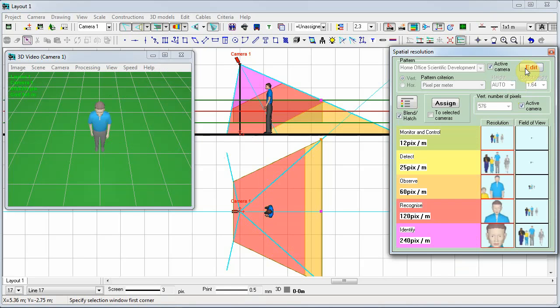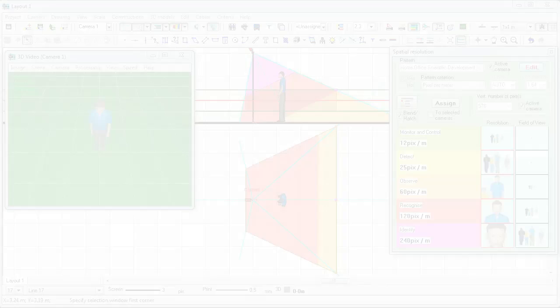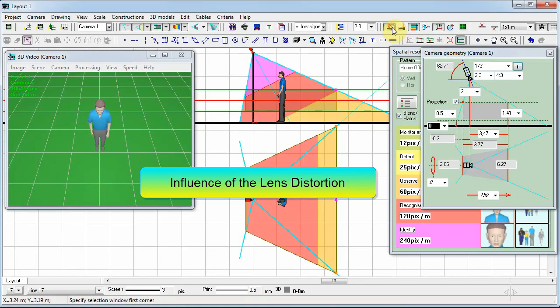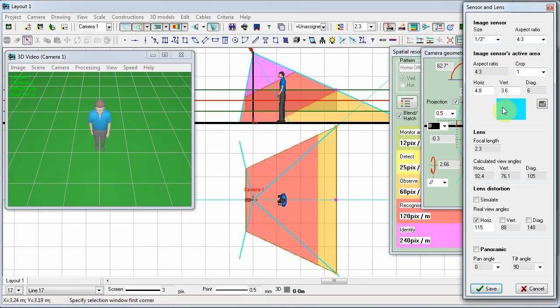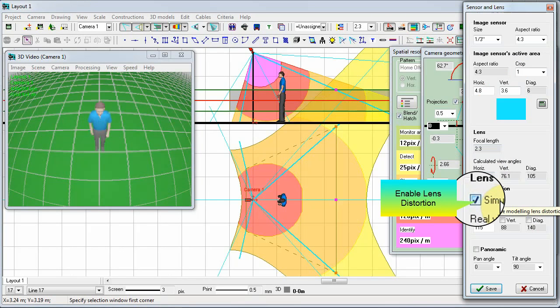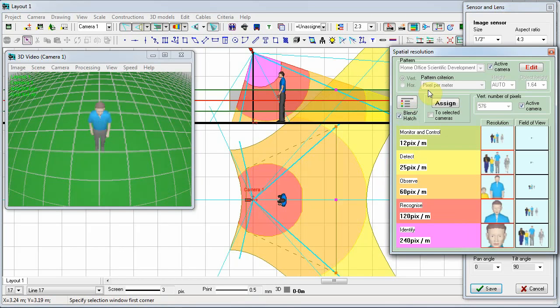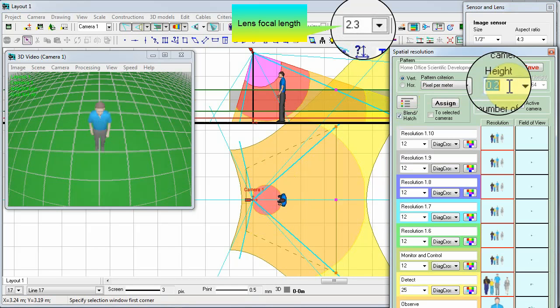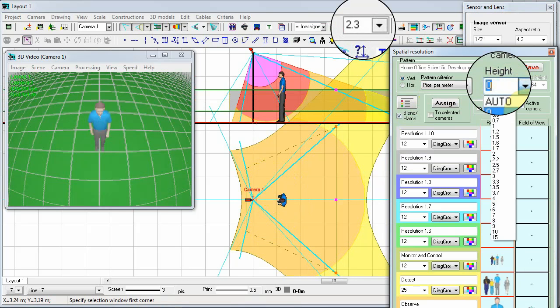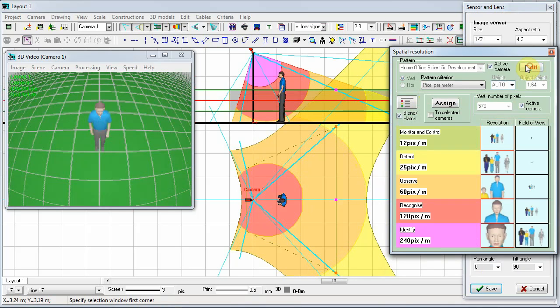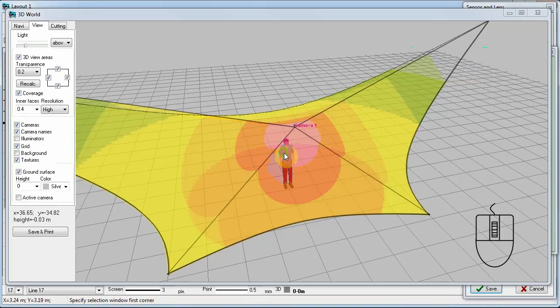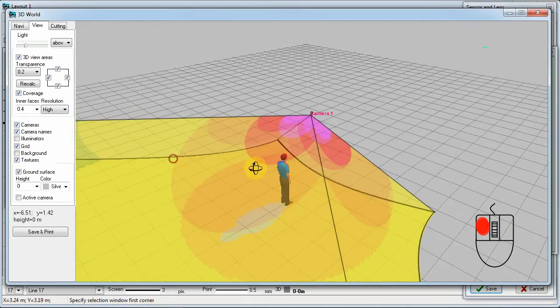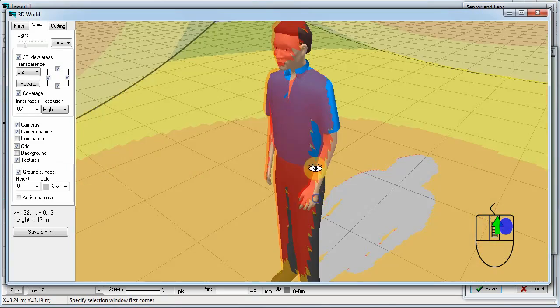The dependence on the height is more pronounced when the camera is highly tilted. The distribution of the spatial resolution of real cameras can have a more complex form because of the influence of lens distortion. The distortion is more pronounced with wide-angle lenses. Under the effect of barrel distortion, the spatial resolution decreases from the center to the edges of the field of view. For complete visualization of the distribution, a three-dimensional representation is required.